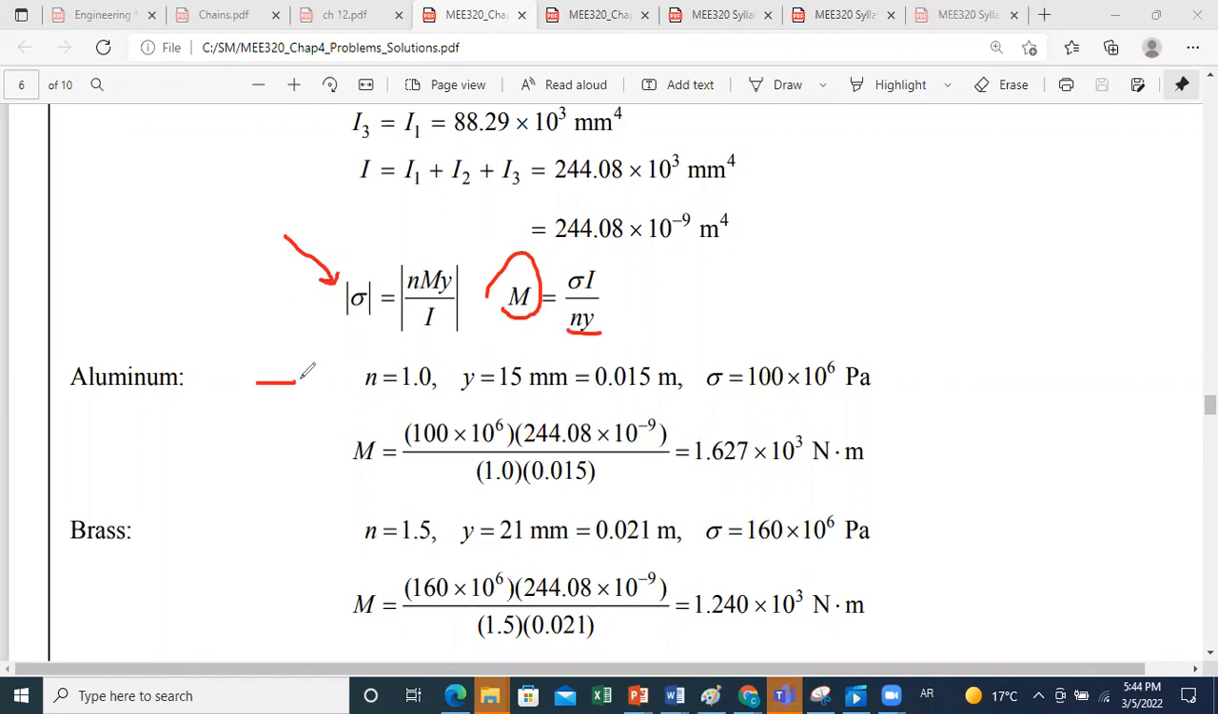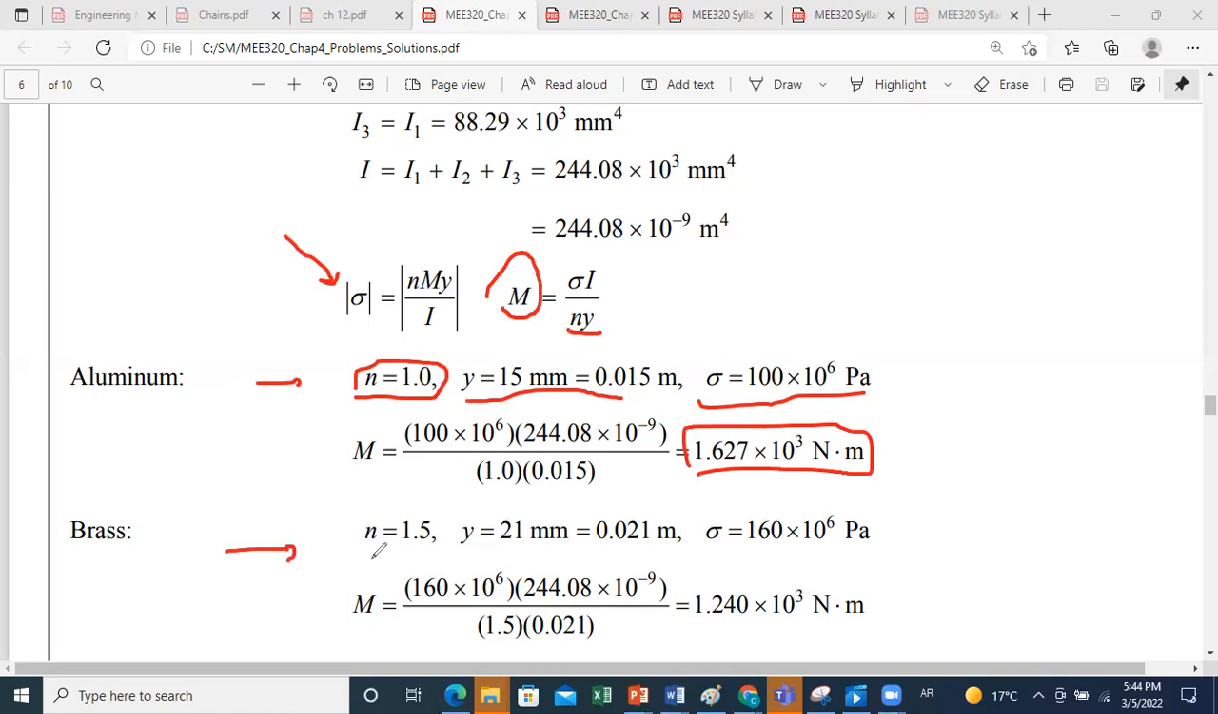Now, if we go to aluminum, for aluminum, N is 1. We don't do any modification. We don't multiply by anything. We have seen that C for aluminum is equal to 30 over 2, which is 15 millimeter. They gave us the allowable stress for aluminum. We replaced to get what is the maximum bending moment that we cannot exceed to not have failure of the aluminum part.